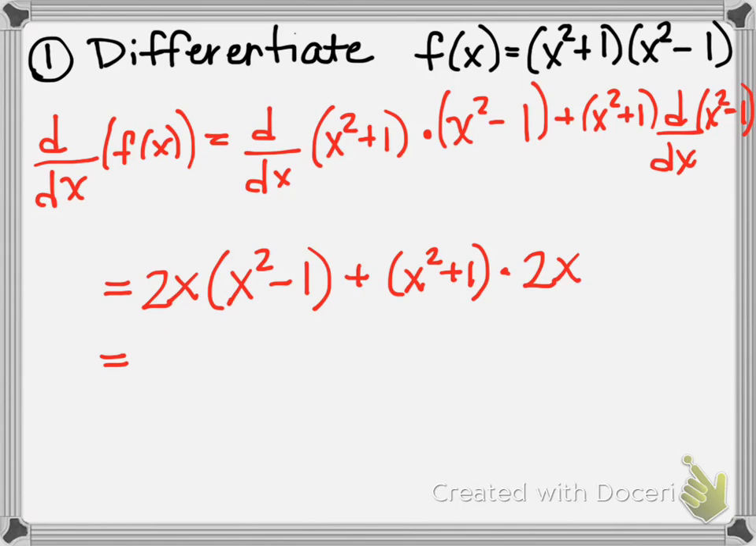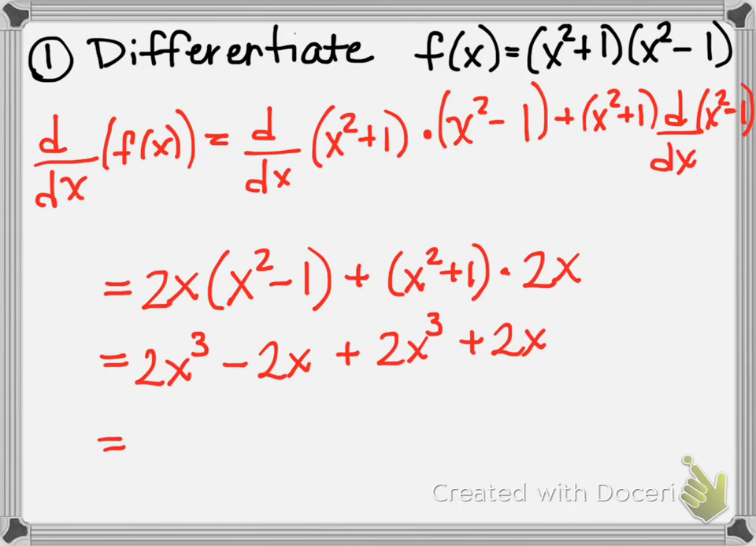So if we multiply through by 2x, we get 2x cubed minus 2x. And then we expand out x squared plus 1 times 2x. We get 2x cubed plus 2x. And then 2x cubed plus 2x cubed is 4x cubed. And negative 2x plus 2x is 0. So there indeed our derivative is 4x cubed. Okay, so let's try the next one.